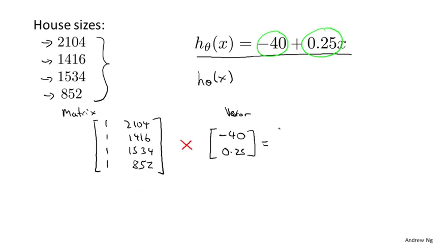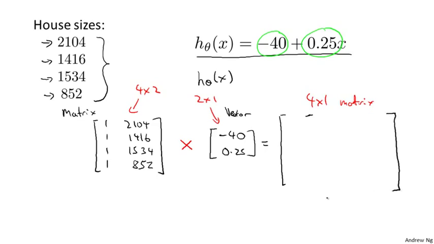So what do I get? Well, this is a 4 by 2 matrix. This is a 2 by 1 matrix. So the outcome is going to be a 4 by 1 vector. So this is going to be a 4 by 1 matrix as the outcome, or really a 4-dimensional vector. So let me write in one of my 4 elements. I'm going to have 4 row numbers here.